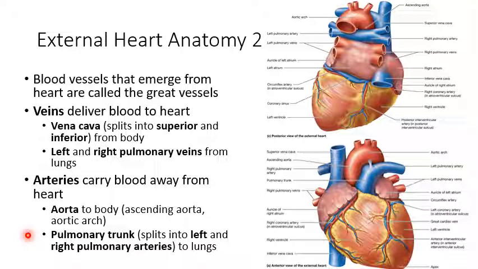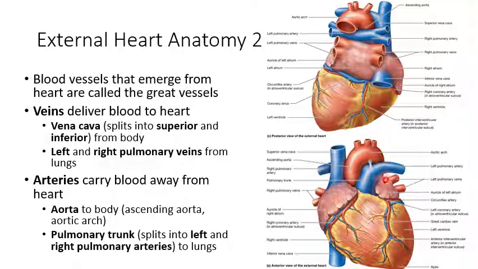Then the great arteries that enter the heart, emerge from the heart, are the aorta and the pulmonary trunk. The aorta comes out from the left side of the heart and delivers blood to the whole body. It's divided into the ascending aorta and the aortic arch where it curves. Then you have the pulmonary trunk, which emerges from the right side of the heart and carries blood to the lungs. Very soon after it emerges, it splits into the left and right pulmonary arteries.